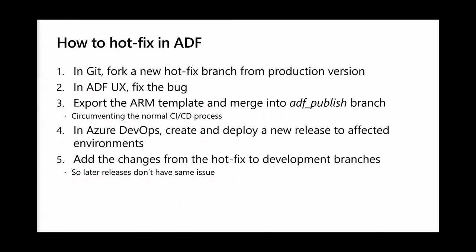The hotfix process in Data Factory is as follows. The first thing you're going to do is open a Git client and fork a hotfix branch from the commit version of what's in production. Then once you create this branch that's a copy of what got published, you're going to switch to that branch in the Data Factory UX and fix the bug. From there, you're going to use the UX exporting of ARM template feature, download the ARM template, and then merge that ARM template back into your ADF publish, or wherever you've configured your publish branch, circumventing the normal CI/CD process that you would do to do a pull request of a feature branch into collaboration.